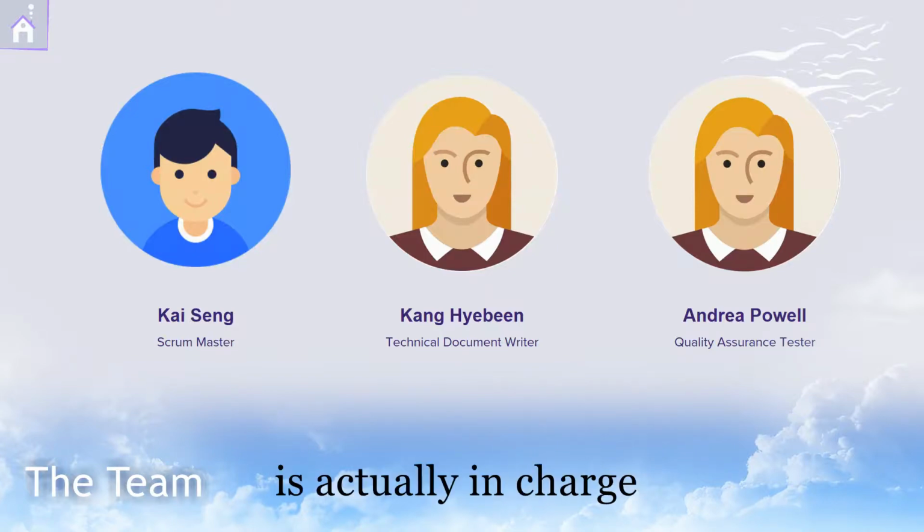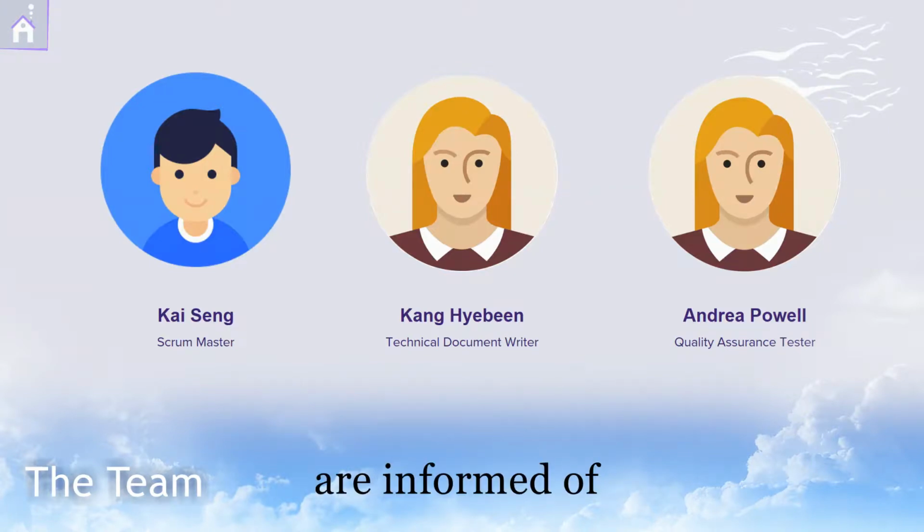Whereas Kan Hai Bin is actually in charge of writing all the documentation, keeping the tasks up to date, and also to make sure that all the members are informed of each other's tasks and what each other is working on. She will also be in charge of doing the group project and the group report.